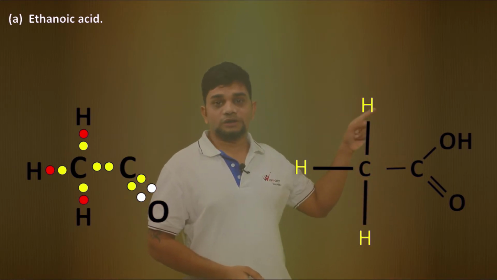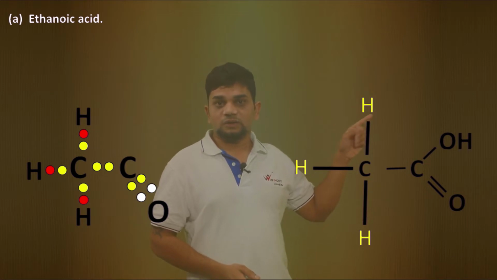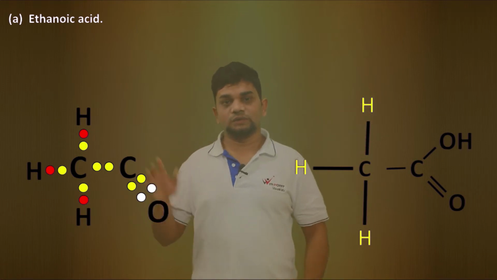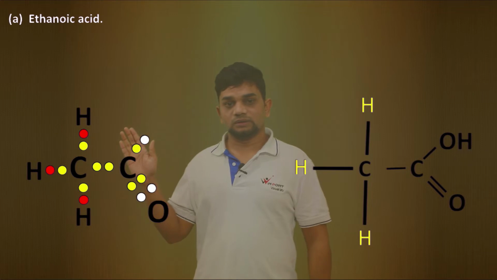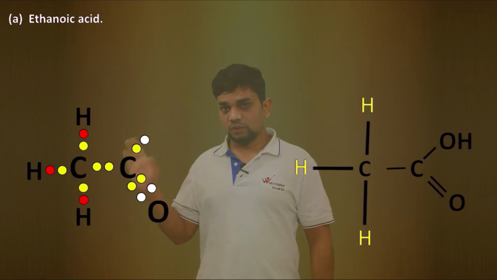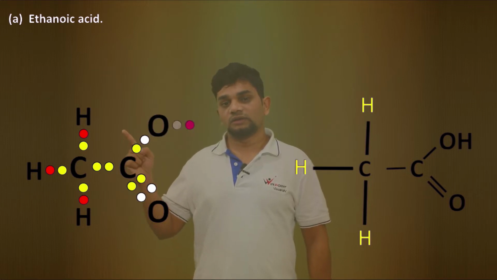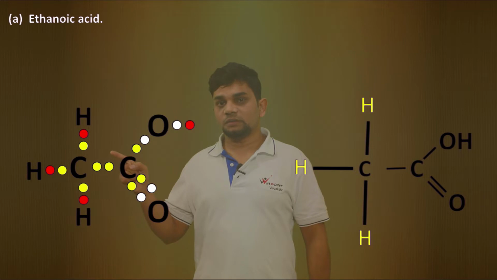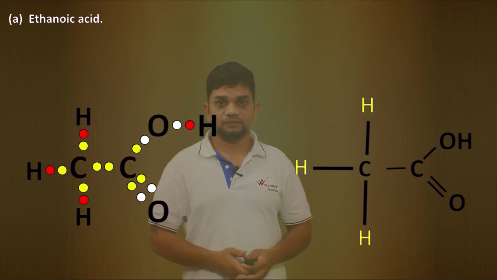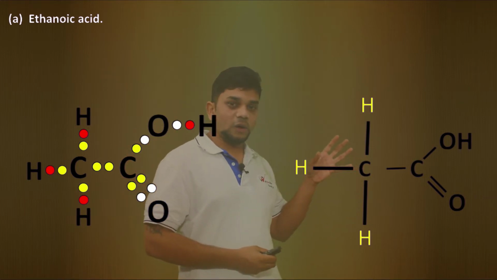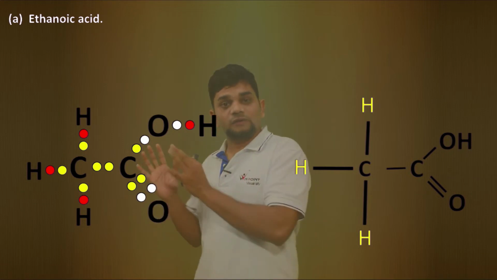Now the OH section. OH means O single bond H. That also we are going to draw here. There is a bond, single bond. 1 electron is from carbon, 1 electron is of oxygen. Then there is a single bond. 1 electron is of hydrogen, 1 electron is of oxygen. We are just copying this diagram in the form of dot structure.